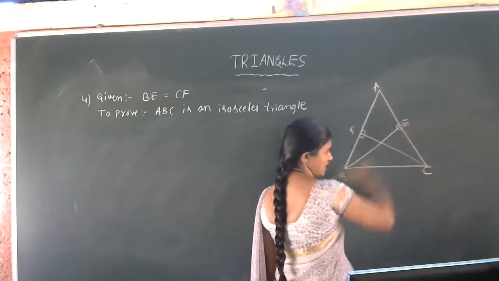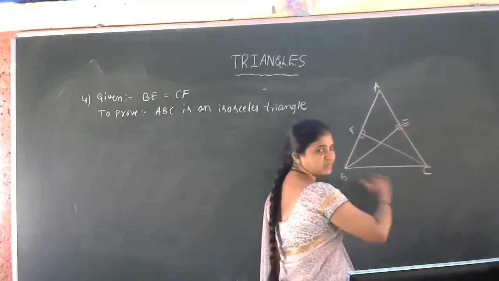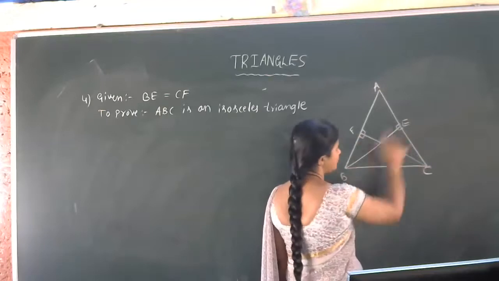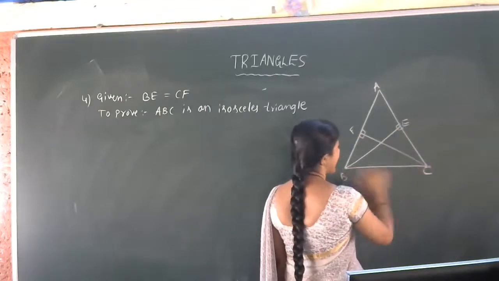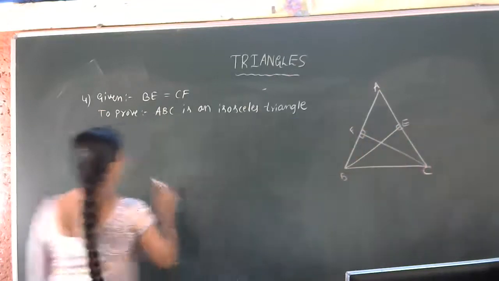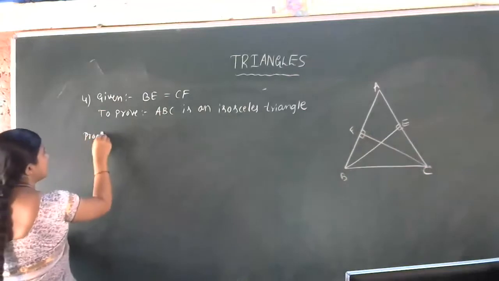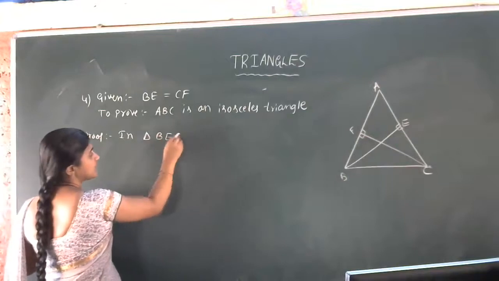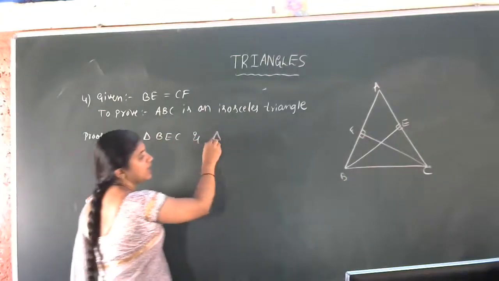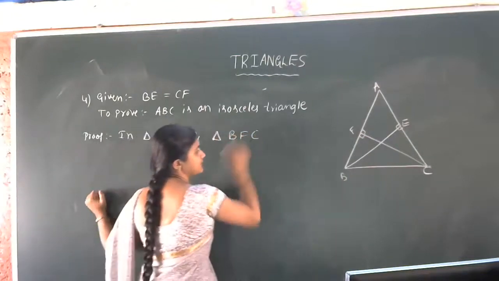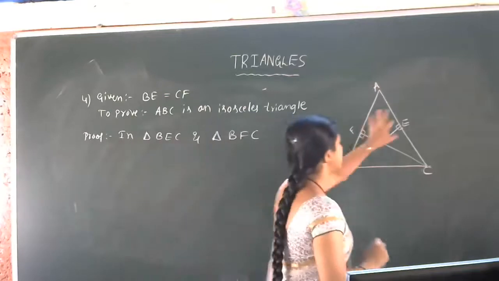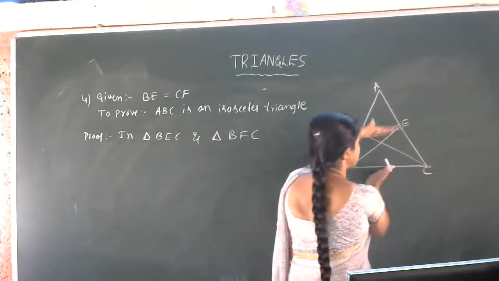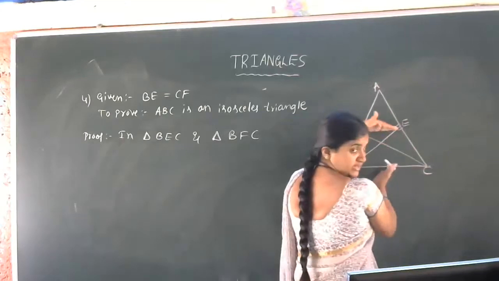These are two triangles standing on the same base BC. Are you observing the two triangles standing on the same base? Yes, we have to choose triangle BEC and triangle BFC. Now let us start the proof. In triangle BEC and in triangle BFC, we are choosing these two only because the RHS rule can be applied here.